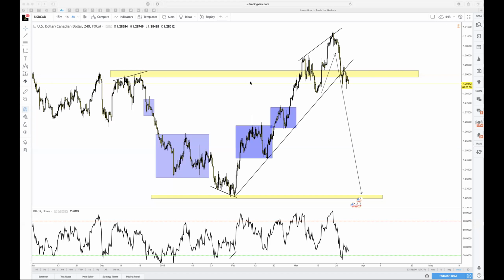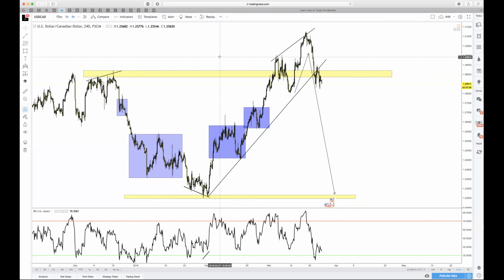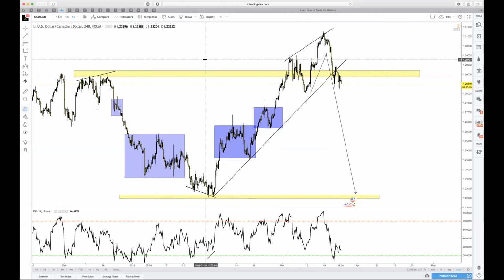I'll be going over some of the swing trades for the week and for the month and for probably the next 2 months also. So keep that in mind. All these trades are long-term. There's nothing called short-term for me right now.